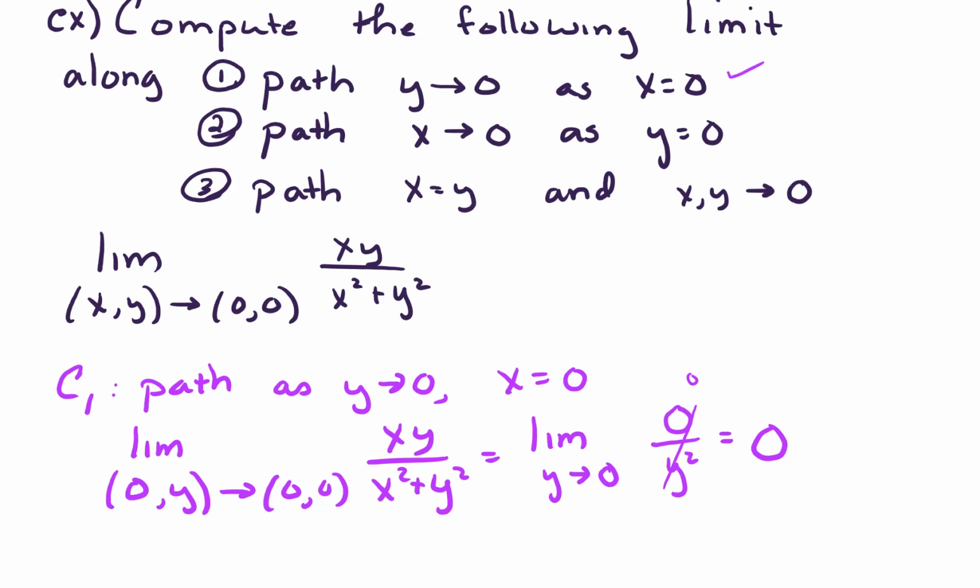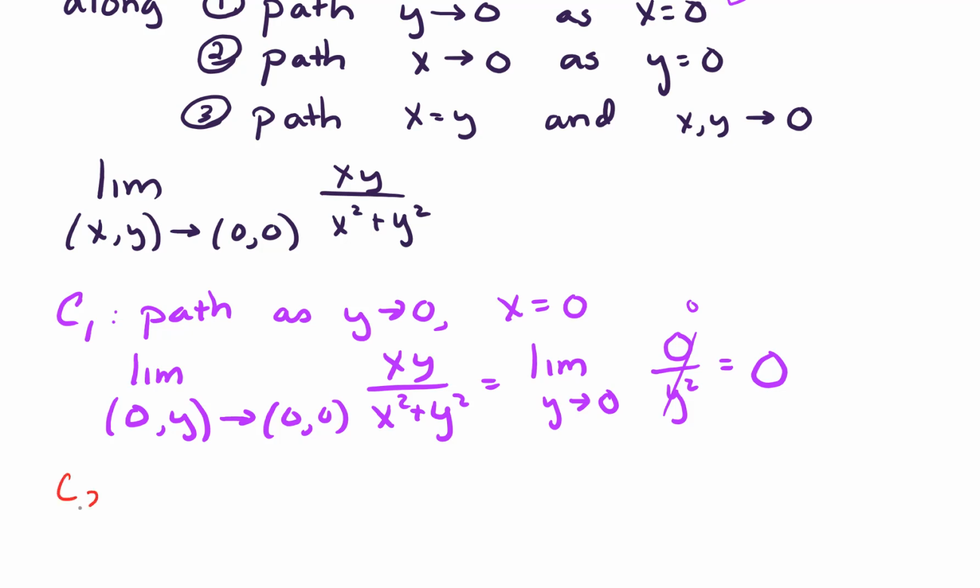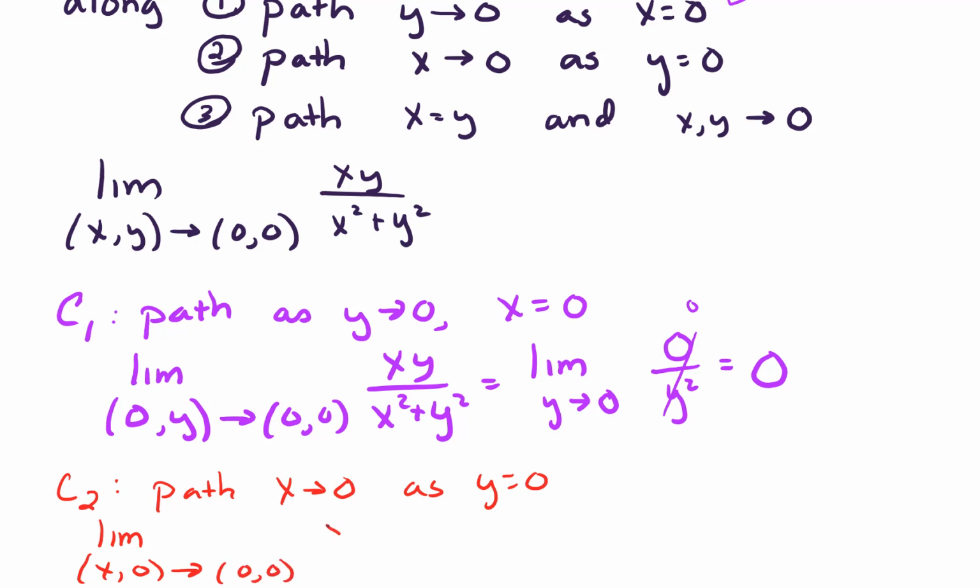Next, let's look at a different path. I'll call this C2. This is the path as x goes to 0, as y equals 0 is held constant. And this is going to look like the limit of (x, 0) trending towards (0, 0) of xy over (x squared plus y squared). And once again, we find that this limit is going to be 0. Right? Plugging in y equals 0, we get 0 over x squared. That's just all 0. So far, so good. It looks like the limit, if we come in on those 2 paths, is going to be the same thing.